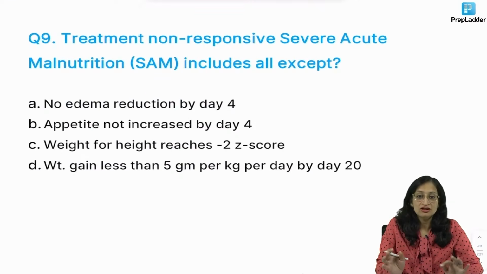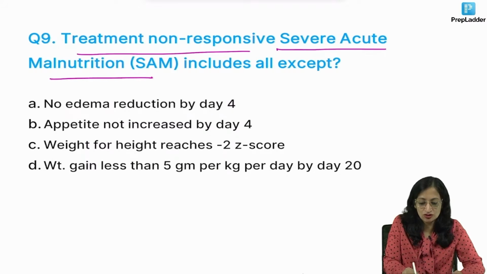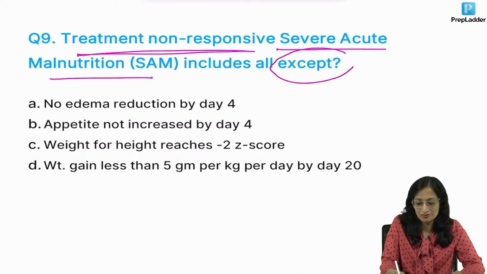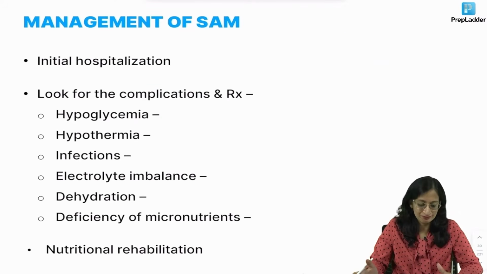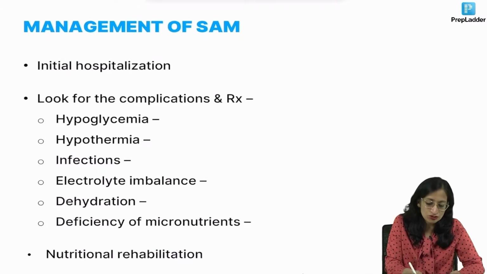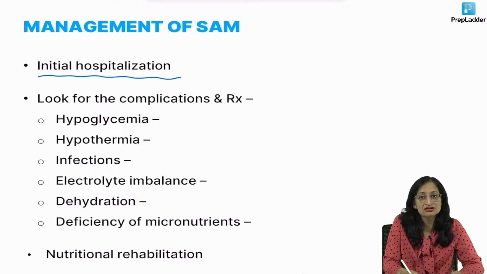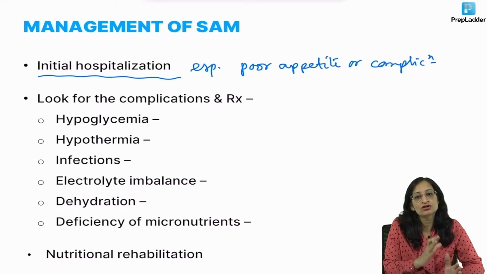Moving ahead, treatment non-responsive SAM, or severe acute malnutrition. Treatment non-responsive SAM includes all except. Before that, let us see what the treatment of severe acute malnutrition is, and then of course we can decide whether the child is responding to treatment or not. For a child with severe acute malnutrition, you have to do initial hospitalization for most patients, especially those with poor appetite or medical complications. What will you do once you have admitted them? Look for the complications and treat.